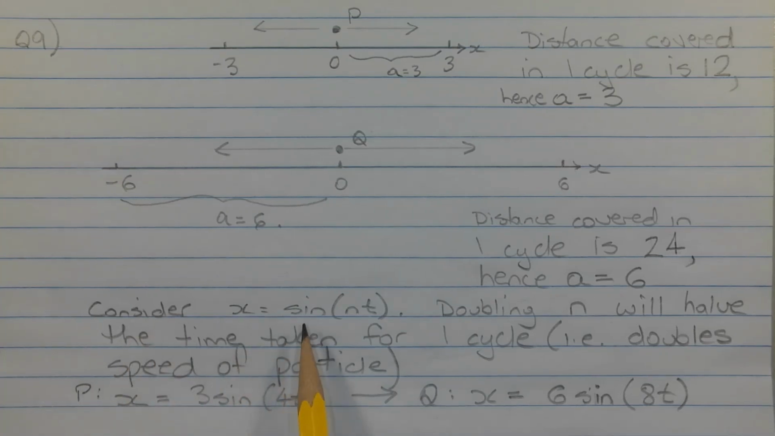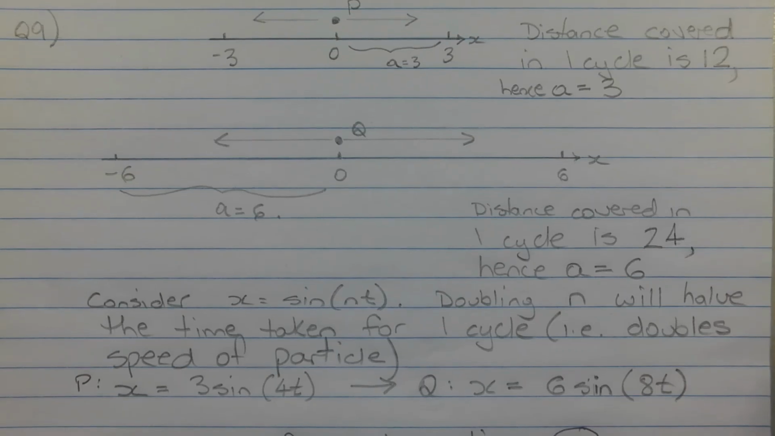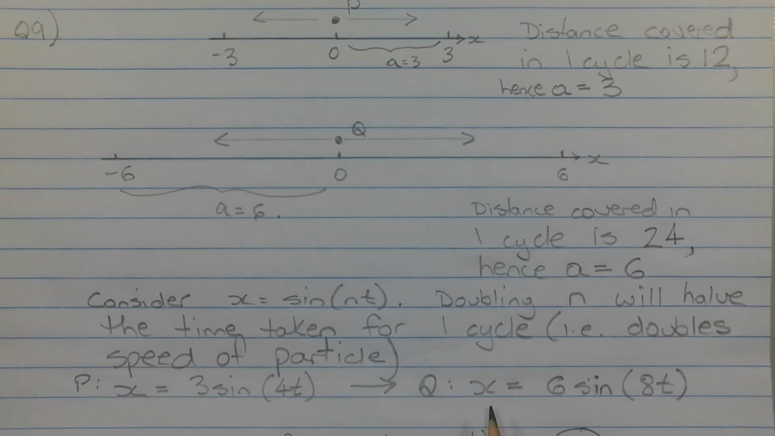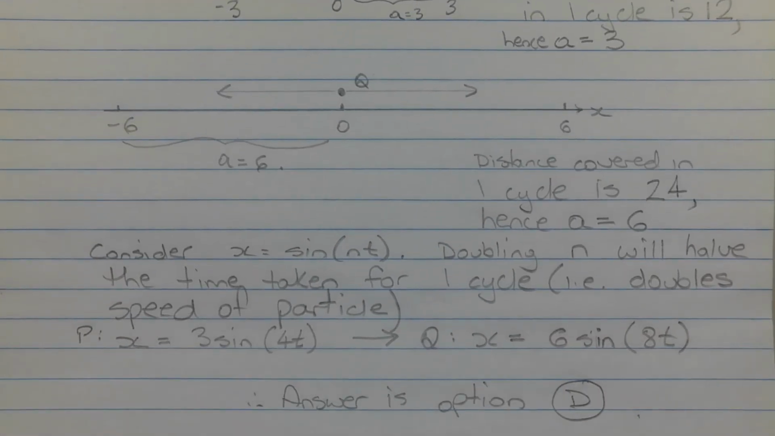Now consider x equals sine of nt. If we double n, the coefficient of the time variable t, this will halve the time taken to complete one cycle. In other words, it doubles the speed of the particle. So for particle P, x is equal to 3 times sine 4t. For particle Q, x is equal to 6 sine 8t. Therefore, the correct answer is option D. a is equal to 6 and n is equal to 8.